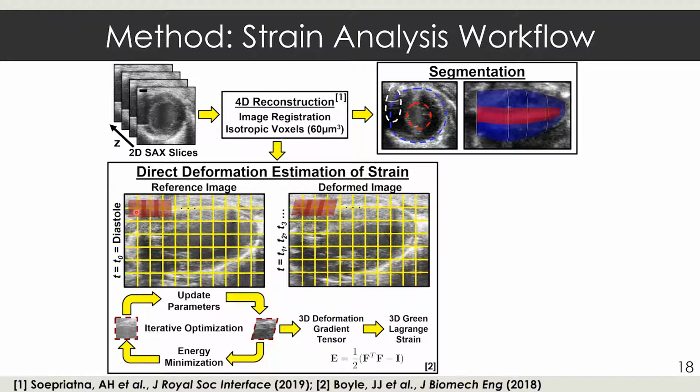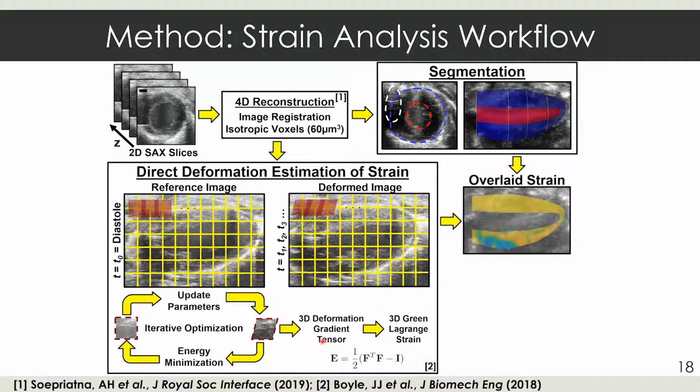We wanted to see what is the appropriate warping function that allows us to predict the deformation of this red box from one time point at diastole to a successive time point, either at systole or another phase in the cardiac cycle. We used an iterative optimization approach, looking at image intensity by minimizing the sum of squared residual errors. By this iterative technique, we can get the best function or matrix that matches the deformation of that red box from one time point to the other. Because of that, we can get the 3D deformation gradient tensor, from which we can get the Green-Lagrange strain.